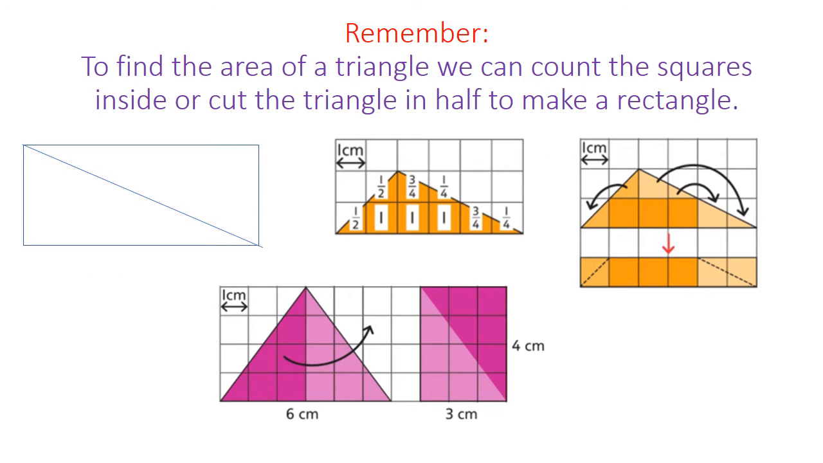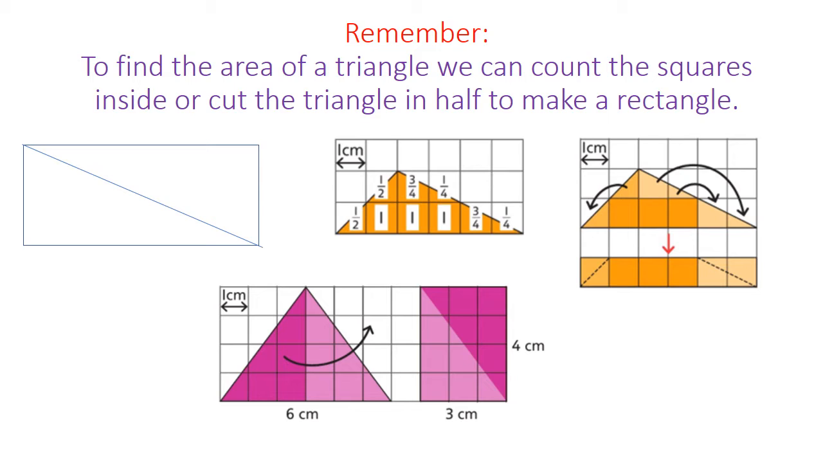So remember what we've learnt so far. We've learnt that two right-angled triangles fit inside a rectangle. We're going to be coming back to that today. We know that we can count parts of squares in triangles so that we can estimate the area. We look for whole squares, almost whole squares, and half squares. We also learnt that we can cut the triangle up so that we make a rectangle.